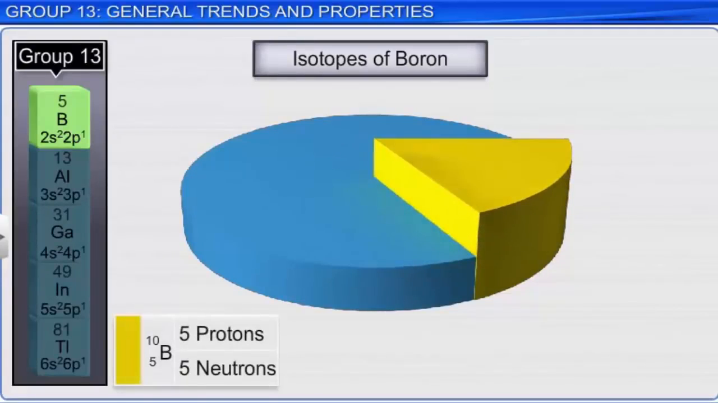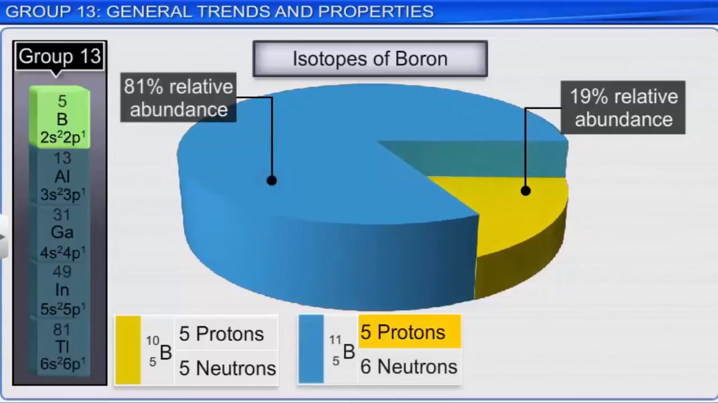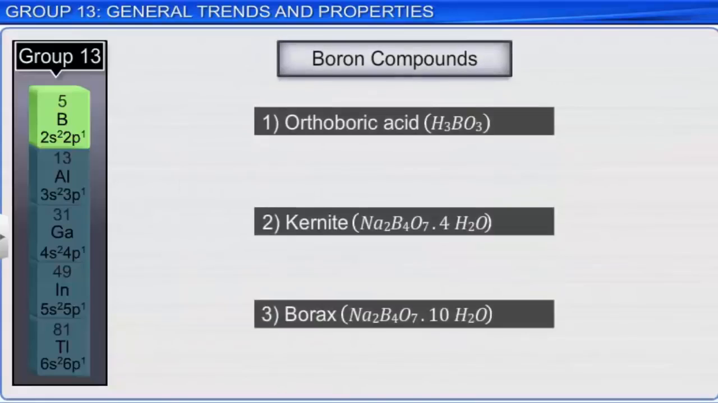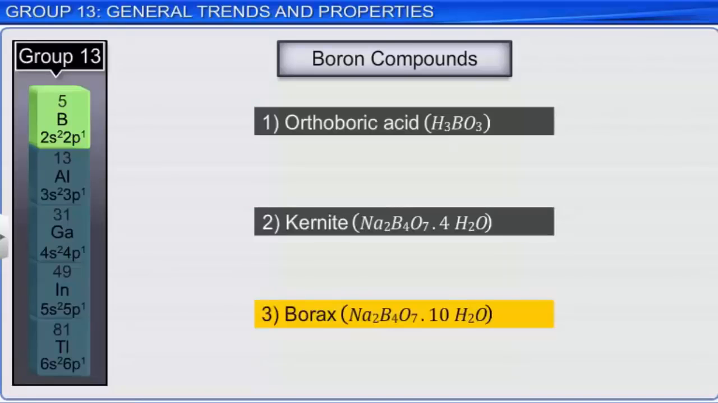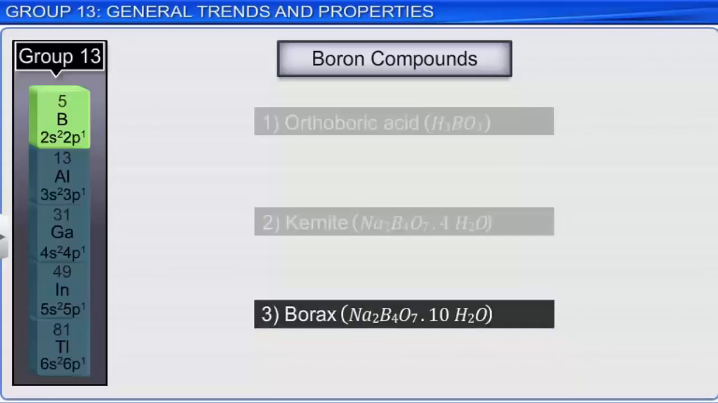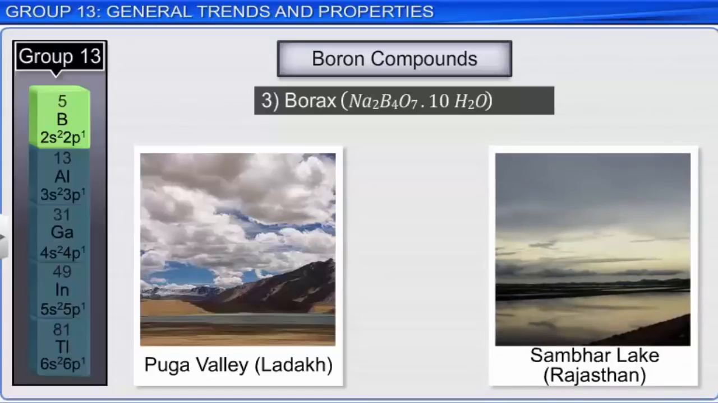Only 2 isotopes of boron are found in nature. Almost 19% of boron atoms are found as boron-10, with 5 protons and 5 neutrons. Boron-11, which has 5 protons and 6 neutrons, is the most abundant isotope. In nature, boron is most frequently found in 3 compounds: orthoboric acid, kernite, and borax. In India, borax is found in the Puga Valley in Ladakh and the Sambhar Lake region of Rajasthan.